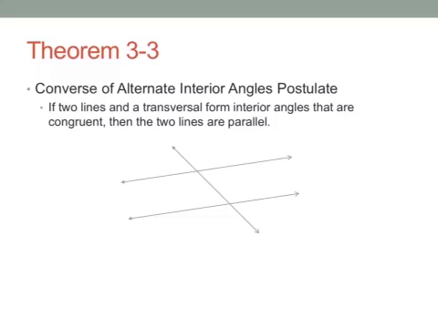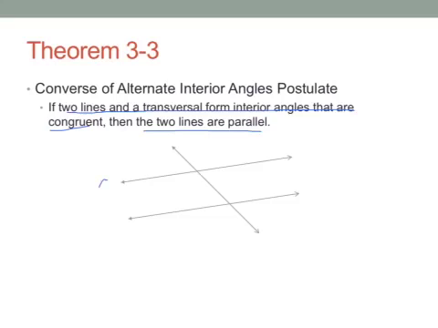Next, we want to talk about theorem 3-3. This is the converse of the alternate interior angles postulate. Again, this flips around our hypothesis and our conclusion and allows us to, instead of showing that interior angles are congruent, show that two lines are parallel. So if we are given two lines and a transversal that form interior angles that are congruent, then we can show that our two lines are parallel.